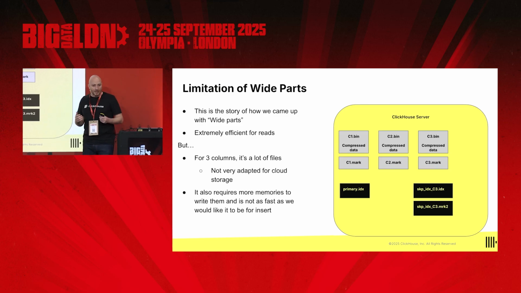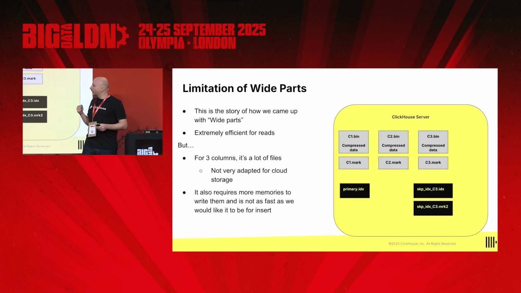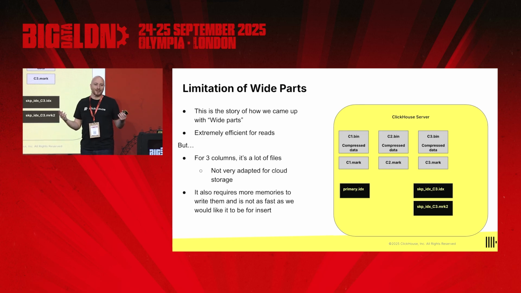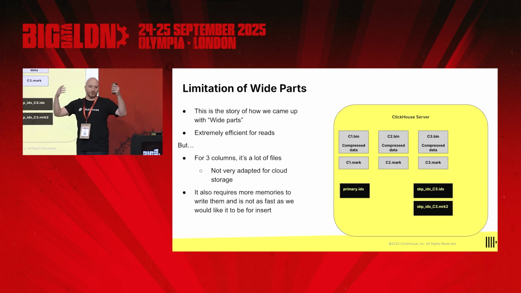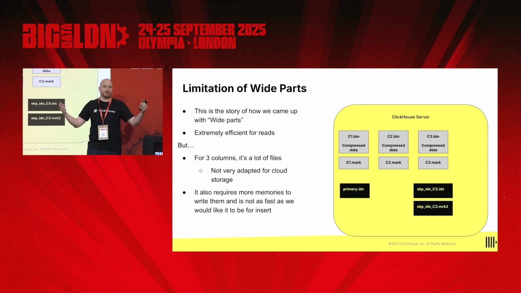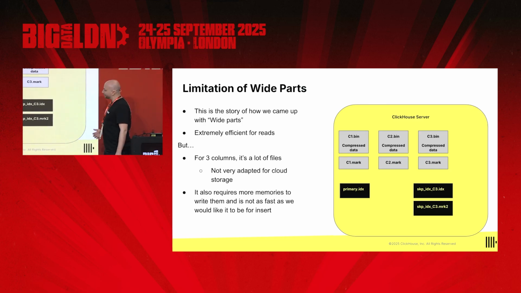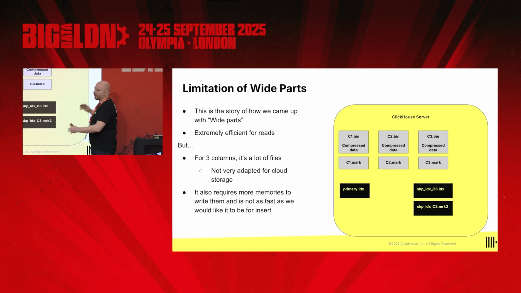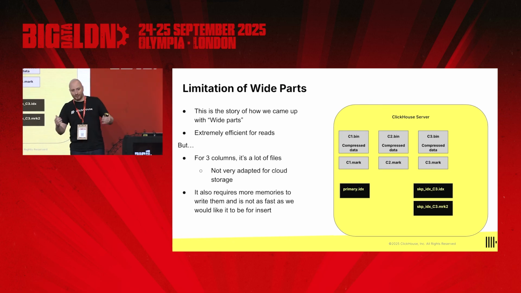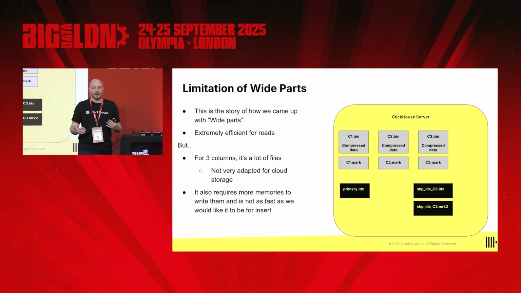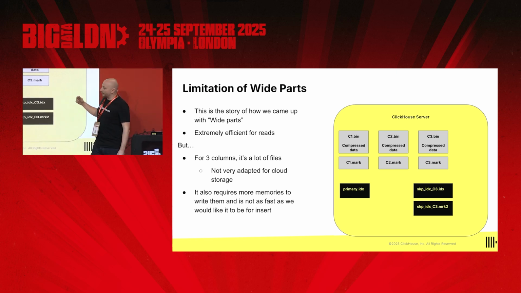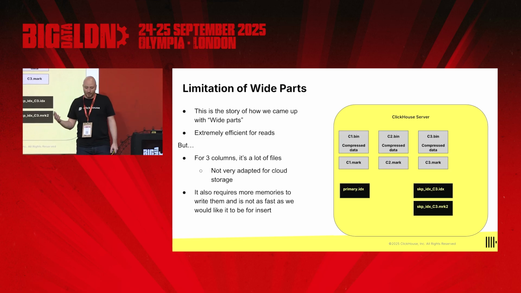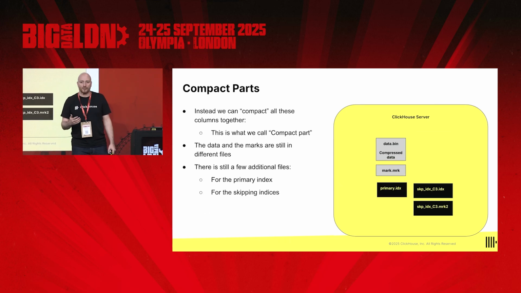One of the first limitations is when it comes to cloud storage, right? This is very good for local disk, but with cloud storage, each one of these files will be stored differently, and that might ultimately increase your latency. So that's the first problem. The second problem is that as you add more columns, it will create more files, and during insertion it will use a lot of memory to write all these files. So that's a problem.